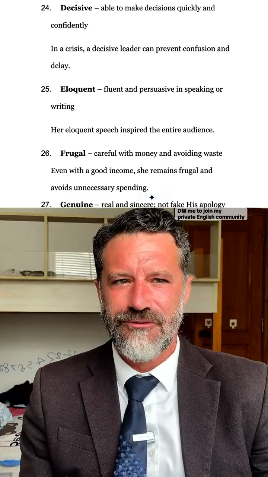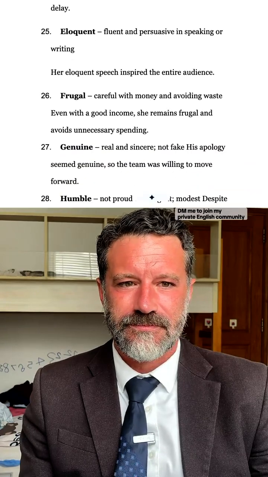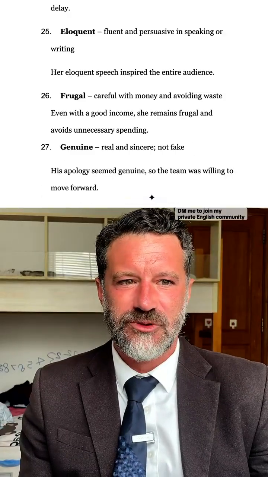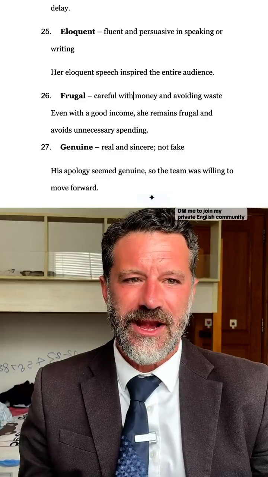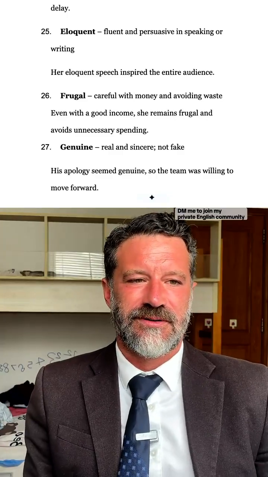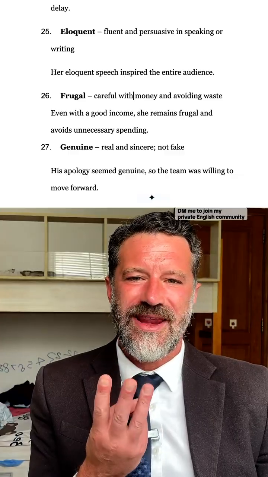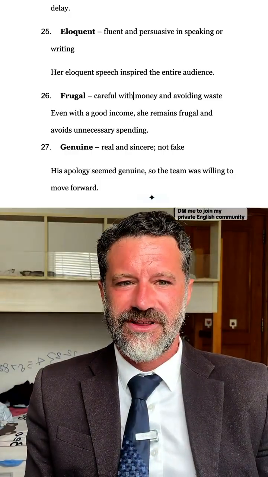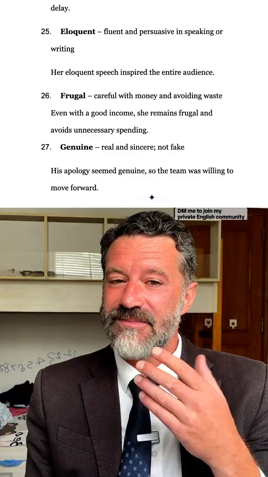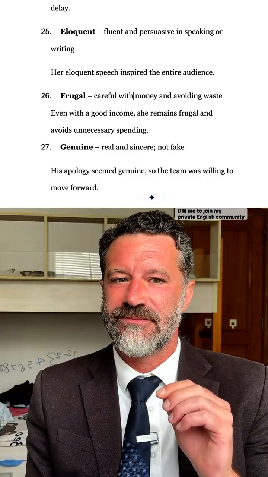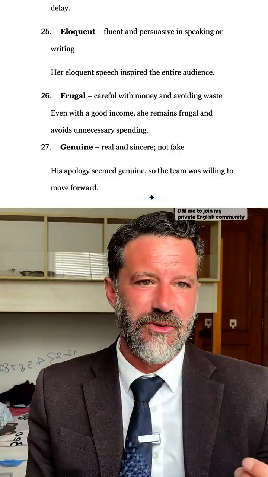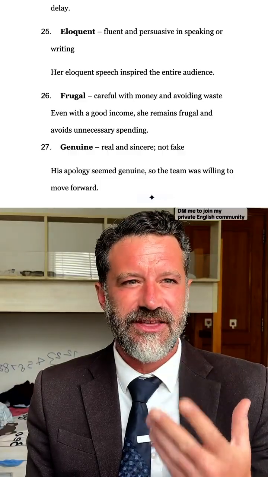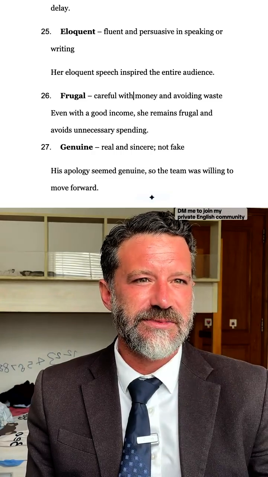Anyway, frugal. Careful with money. And next up, 27. Genuine. 3 syllables. Genuine. Real and sincere, not fake. His apology seemed genuine, so the team was willing to move forward. So they thought that, right, he's probably not lying. He's probably saying things that are true. So he seemed genuine.